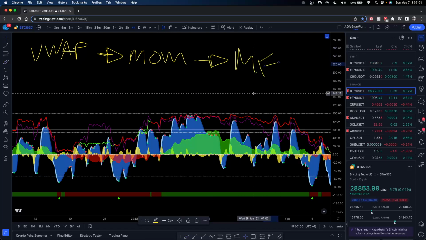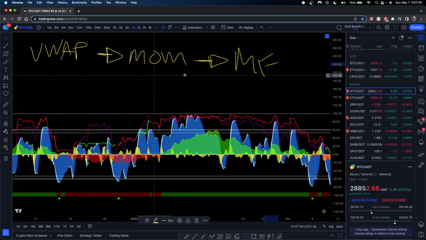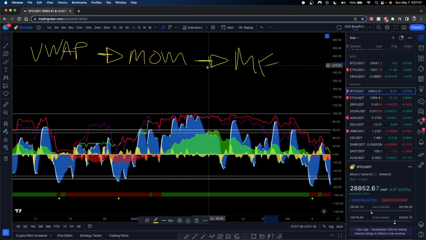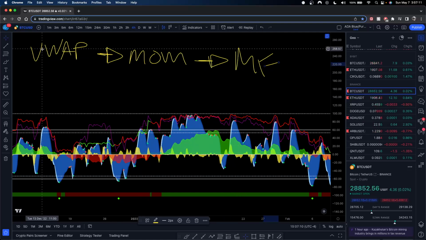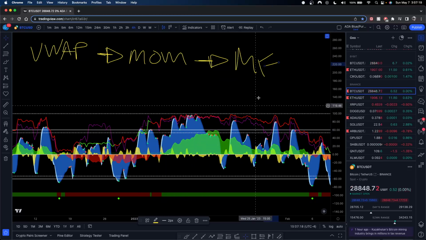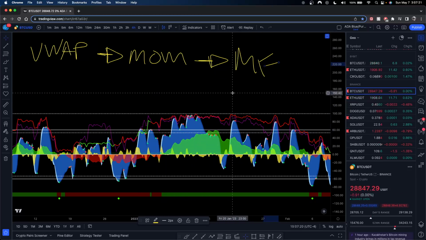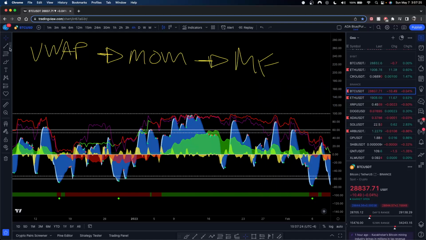All right? Guys, this is so important. If you take nothing else from this video, you need to know this. Write it on your screen, write it on your door. I don't care. You need to know this. VWAP is leading for your momentum waves, and your momentum waves are leading for your money flow.